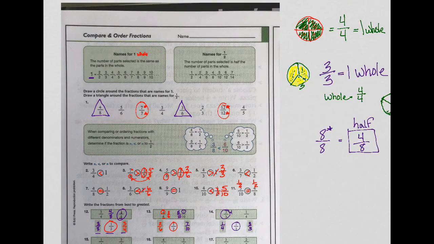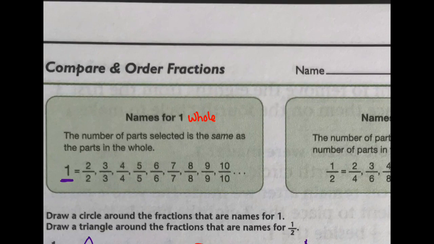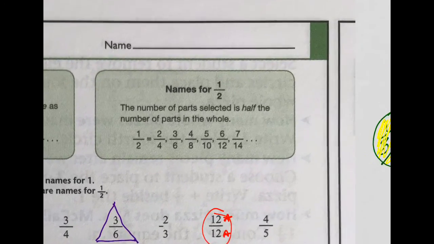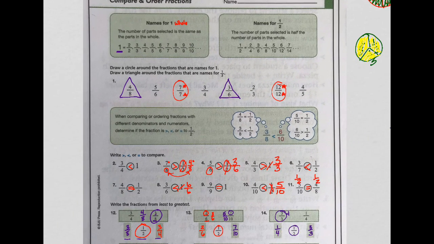So basically, if you get stuck, just go all the way back up to the top again. Think about what makes a whole. How many pieces make a whole? Cut that in half for what names a half of the item that is being partitioned. Okay, and that's going to help you compare those numbers that don't have the same denominator.